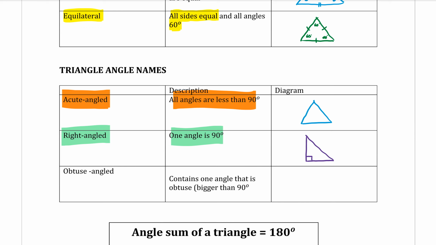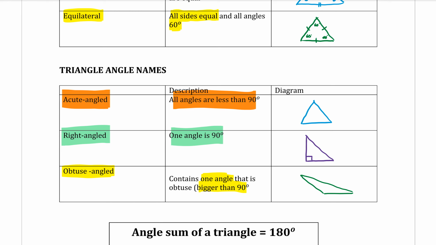And the last name is an obtuse angled triangle. This is a triangle that has 1 angle. It's not possible for it to have more than 1. There is only 1 angle that is bigger than 90 degrees. So you would draw 1 big obtuse angle like that, and then connect up the sides of your triangle, and that would be an obtuse angled triangle.